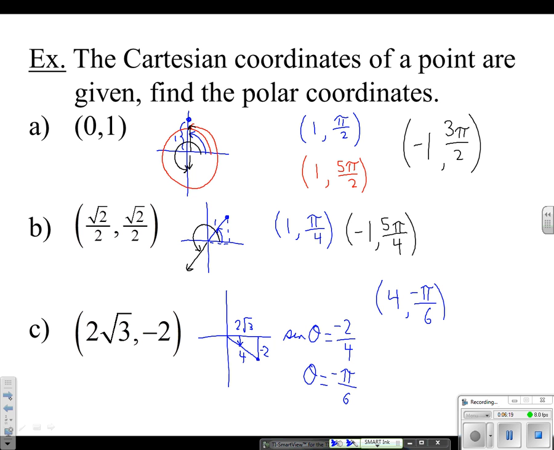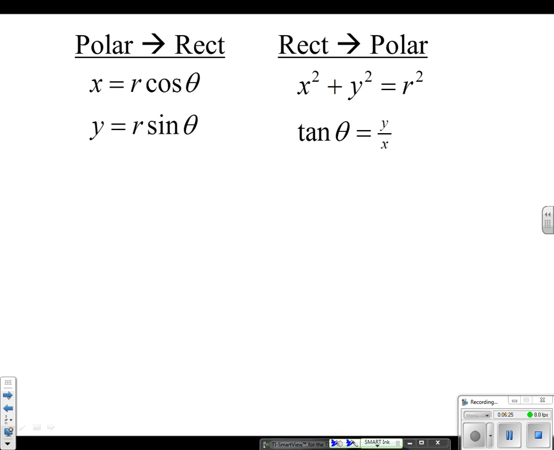Now, to go the other direction, if I gave you r and theta, and you had to find x and y, there is a bit of a shortcut. Actually, let's go in both directions here. If I gave you r and theta, x would be r cosine theta, y would be r sine theta. If I gave you x and y like the previous examples, x squared plus y squared equals r squared. We certainly used that on the last two examples. And then tangent theta equals y over x.